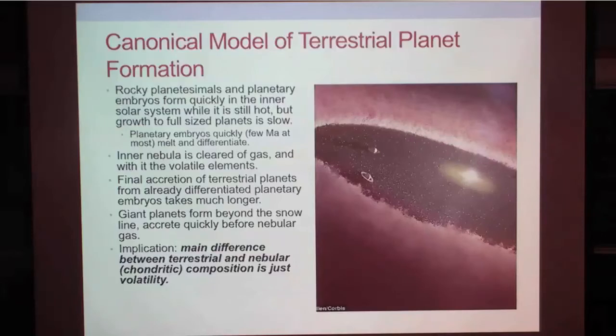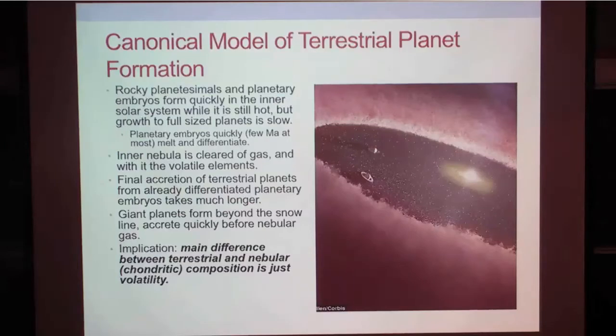So the canonical model of terrestrial planet formation is basically this: rocky planets and planetary embryos form quickly in the inner solar system while it's still hot, maybe within a few million years at most of the beginning of the solar system. And they quickly differentiate, as I've mentioned before, within a few million years into metal cores and silicate mantles. In the meantime, the inner solar system becomes cleared of gas before it's cooled entirely, and so these growing planetary embryos fail to capture their full component of these volatile elements. It takes much longer, perhaps on the order of 100 million years, before these planetary embryos finally grow into full-size Earth-sized planets.